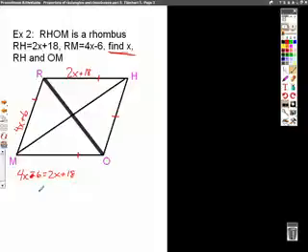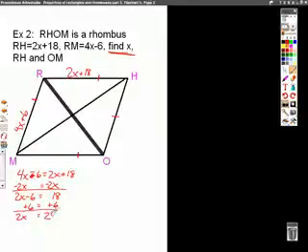Now, variables are on different sides, so we need to get the variables together. So bring the 2x over. Now get the variable alone. And the last thing is divide by 2. So again, now we've done the first part right here. We have found out what x is.